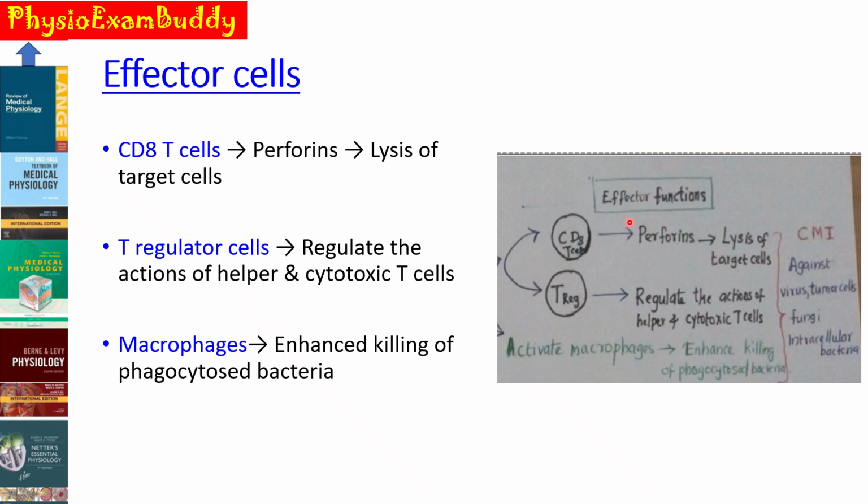Next, about the effector cell function. So we have already seen that the interleukin 1, 2 as well as interferon gamma will form the effector cells, that is CD8 T cells, T regulatory cells as well as macrophages. Out of this, the CD8 T cells secrete the protein perforins, which will help in the lysis of the target cells. Whereas the second one, that is the T regulatory cells, usually regulate the actions of our helper as well as cytotoxic T cell. And the macrophages will cause the enhanced killing of the phagocytosed bacteria. So by these three mechanisms, the cell-mediated immunity will kill all the viruses, tumoral cells, fungi as well as intracellular bacteria. So this is in short about the mechanism of the cell-mediated immunity.